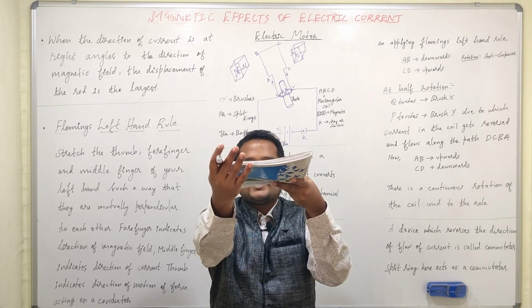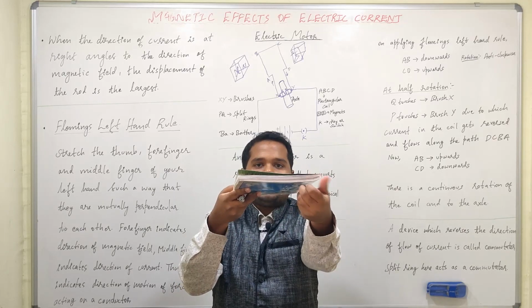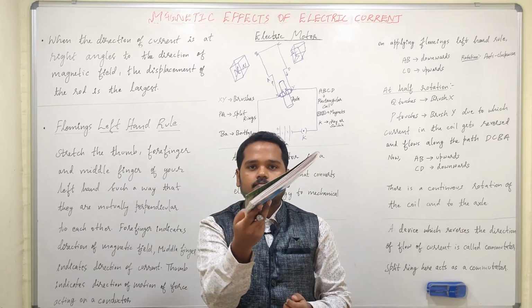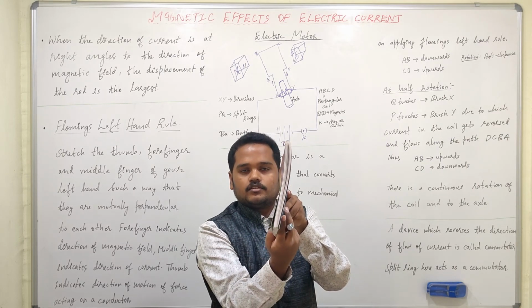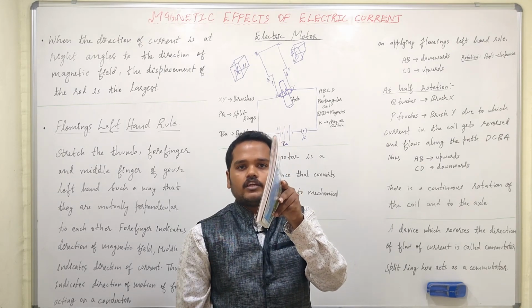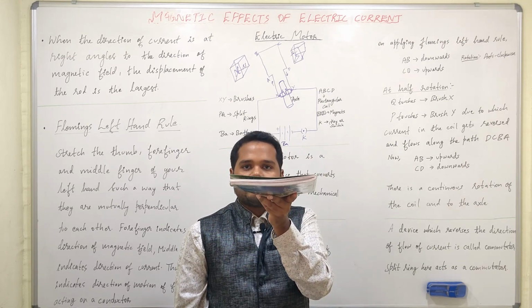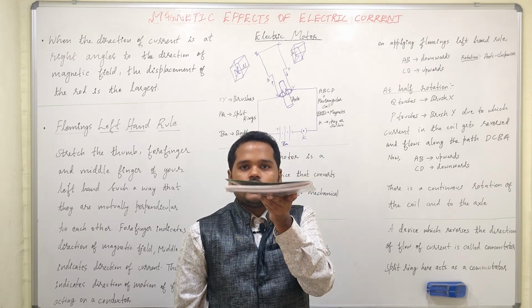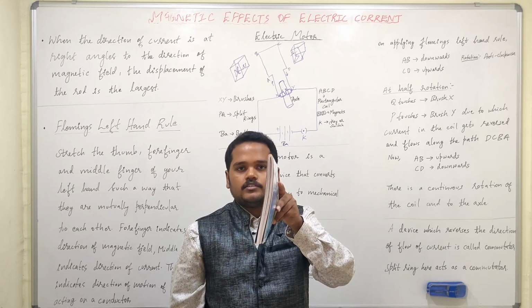So naturally when AB comes down, the other side CD goes upwards. So this is the first half of the rotation. In the first half of the rotation of the rectangular coil, by applying Fleming's left hand rule, we can know that AB comes down and CD comes upwards.